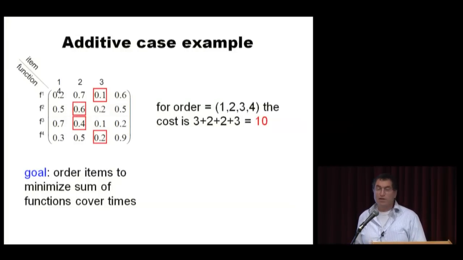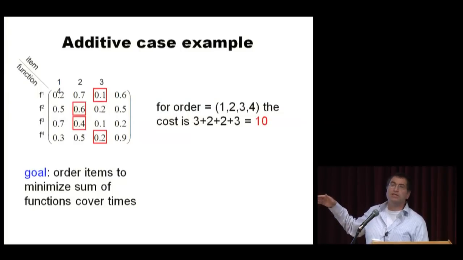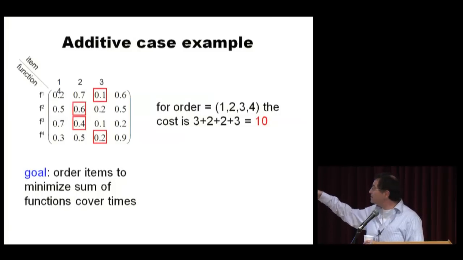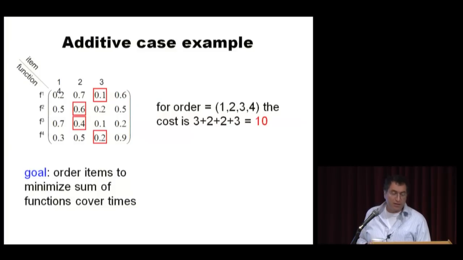Let's say that we choose the order 1, 2, 3, and 4, which is just a simple order. Now if you look, for example, at user 1, at the beginning they get information 0.2, then additional 0.7, so eventually you get 0.9, and then once you get 0.1, I'm just reading the first row, then they get 1, and this is why they are happy. So the first user is happy after 3 pages.